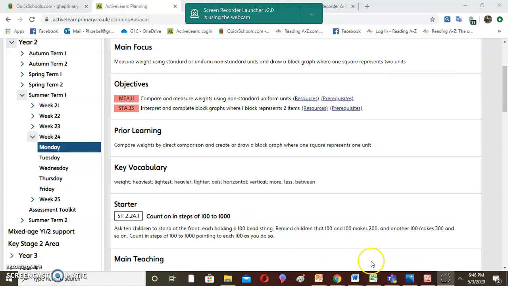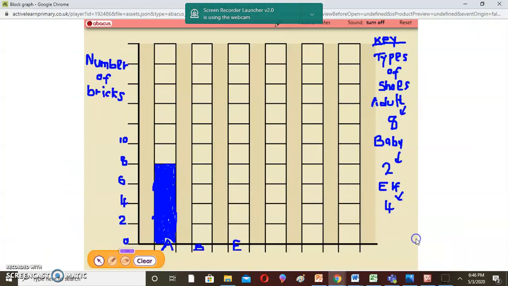Okay, look at this block graph. I started doing this, so I'm going to explain. This line going down, this side, we use for the number of bricks. So this side will represent the number of bricks, and we have 0, 2, 4, 6, 8, then 10. Here we are counting in twos, which means between 0 and 2 there is 1. So it should be here in the middle. Between 0 and 2 is 1.